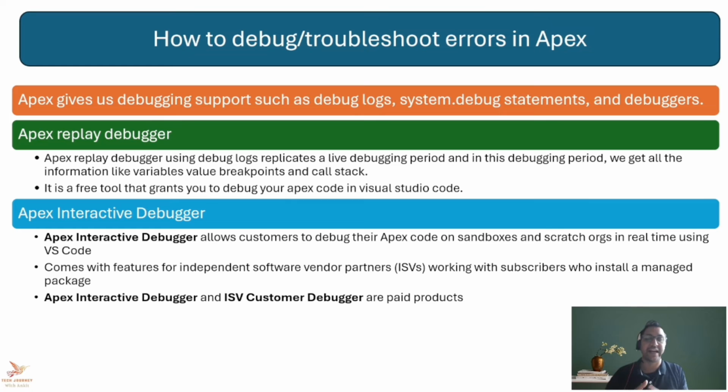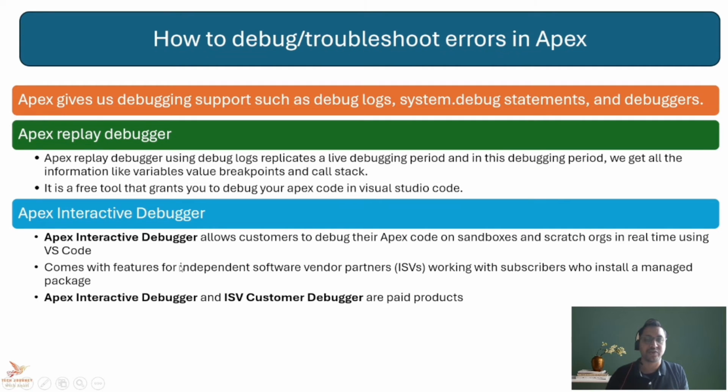Next one here is the interactive debugger. Again, the interactive debugger is a paid tool. It's not a free tool, right? And this tool is specific for the ISVs whenever they have to perform debugging. So the Apex Interactive Debugger allows you to debug the Apex code and the scratch org logs in real time, right? If you have to perform the debugging in real time in VS Code, then you will go for the interactive debugger. In the case of the replay debugger, we are replaying the debug logs. We are not doing live debugging, but here we are doing live debugging.